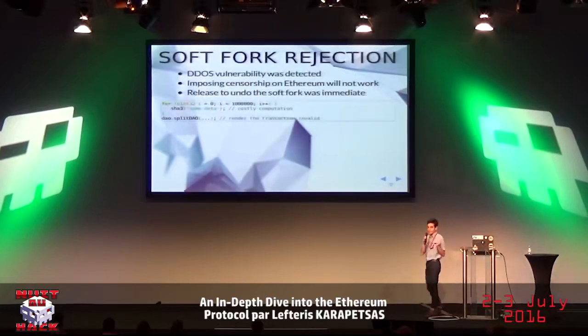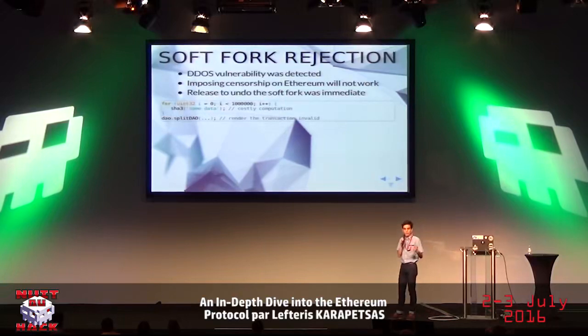So 3 days ago, the soft fork was rejected immediately because nobody saw while it was being developed, not even me, for example, I didn't see it, that this soft fork would not really work because it introduces something very, very dangerous to the Ethereum network. Essentially, it makes it susceptible to DDoS attacks.